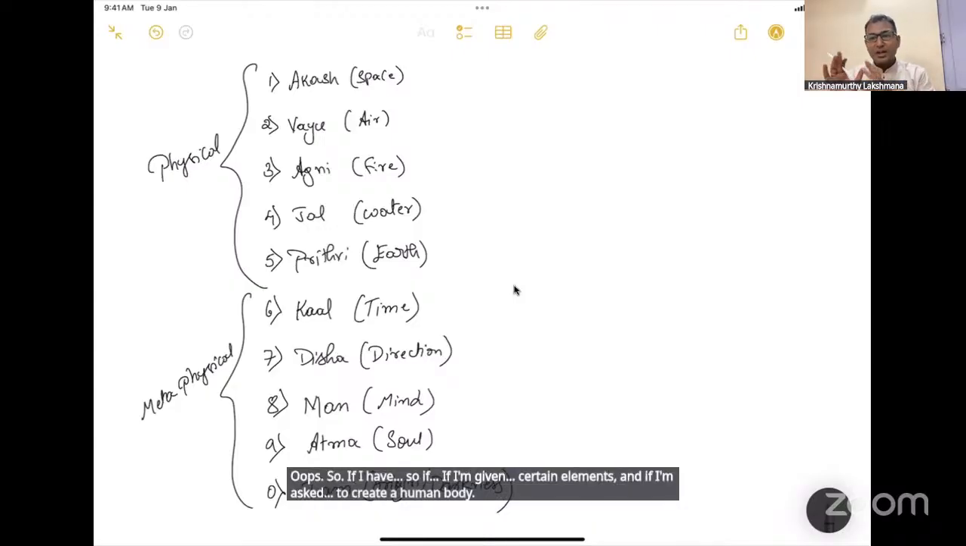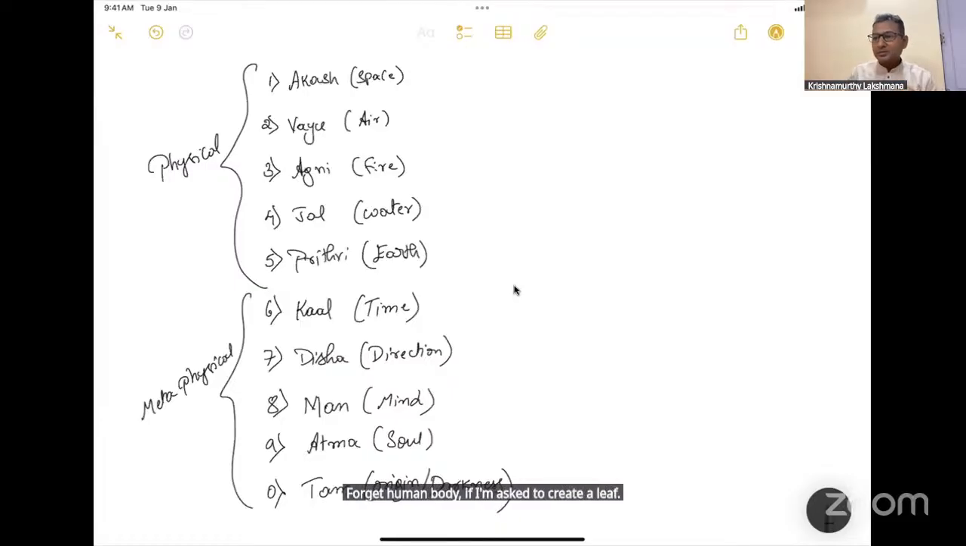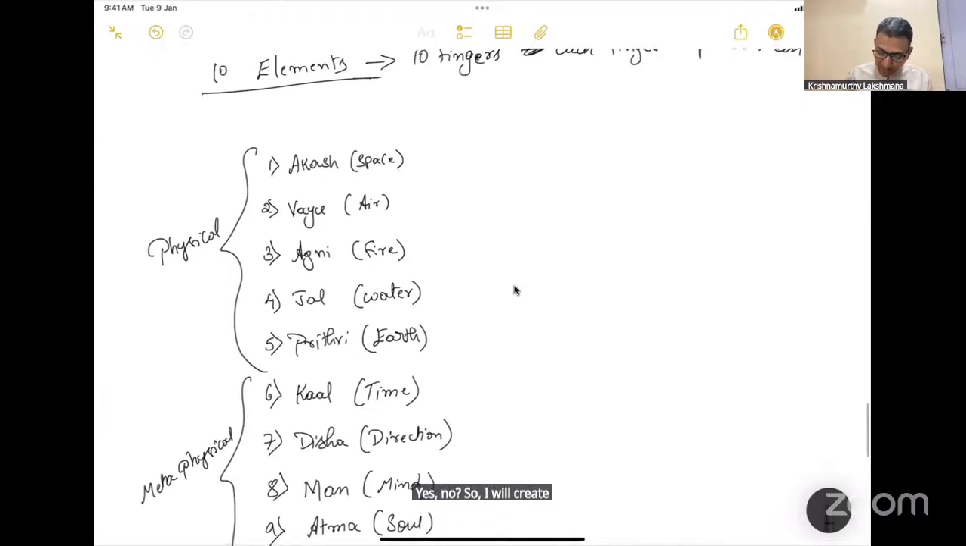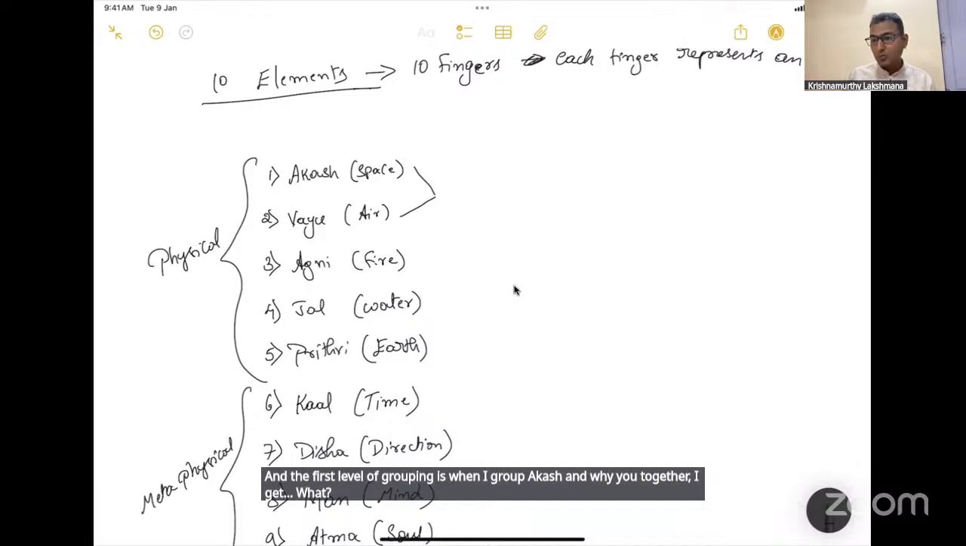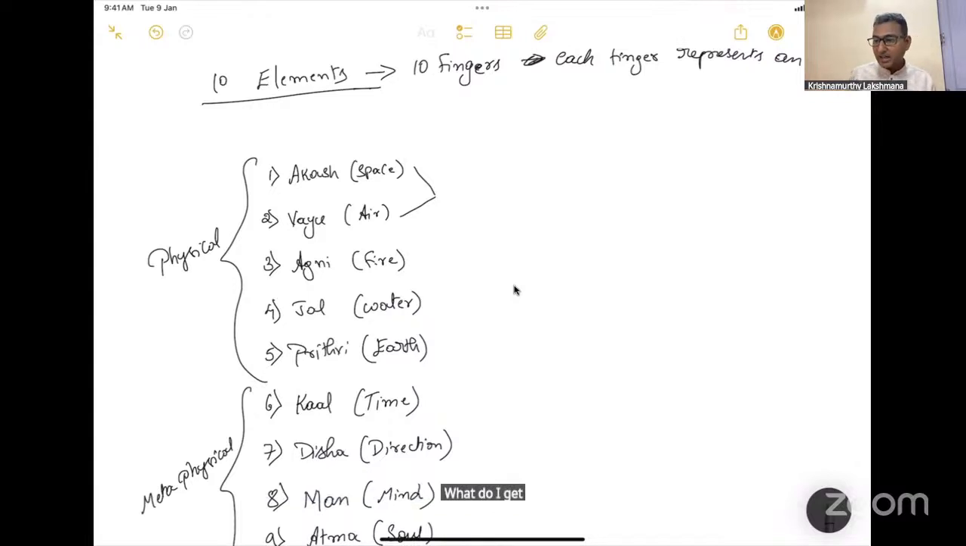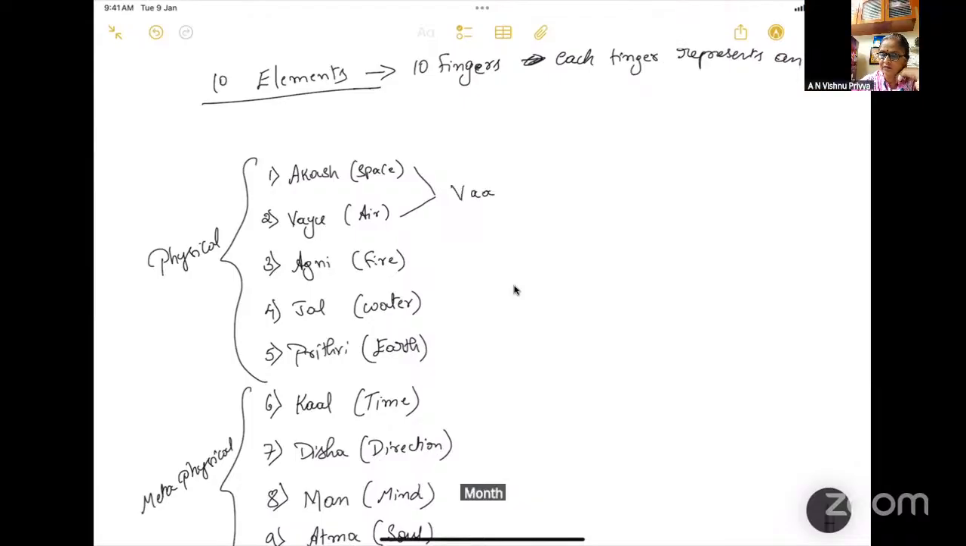So if I am given 10 elements, and I am asked to create a human body, forget human body, if I am asked to create a leaf of a plant, then what will I have to do? So the first step is to create groups. Yes, no? So I will create groups. And the first level of grouping is when I group Akash and Vayu together, I get what? I get Vata.